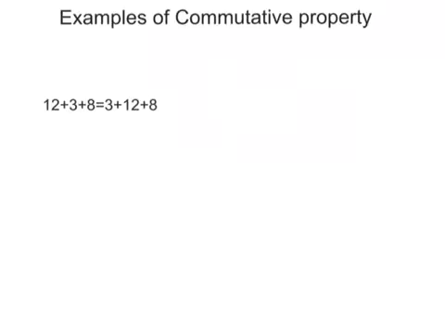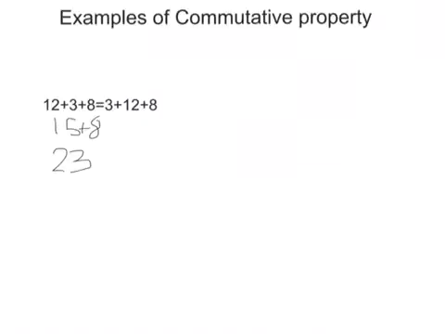Examples of commutative property. The commutative property uses addition and multiplication. Commutative property is just changing around the placement of the number. We will start with the first half. So 12 plus 3 plus 8. So 12 plus 3 equals 15 plus 8. 15 plus 8 equals 23. 23. Now let's try the next half.